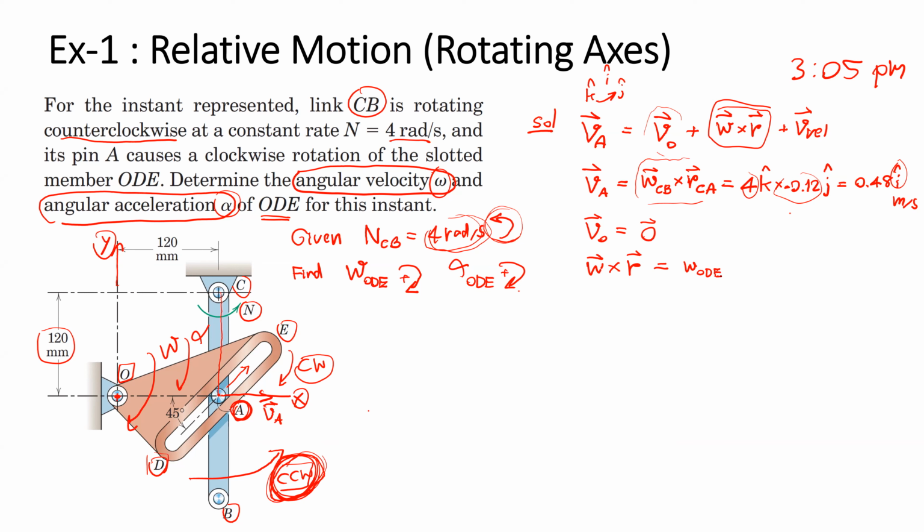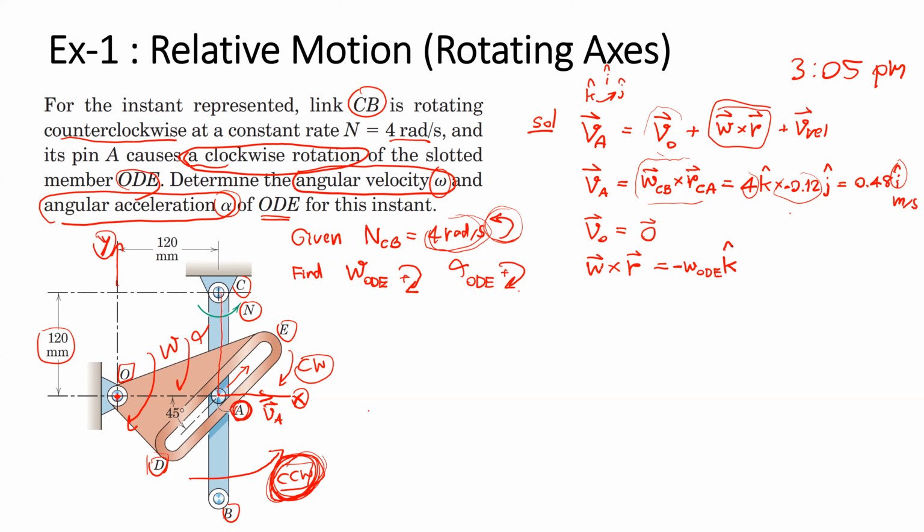What is the direction of the omega of the part ODE? The problem said that omega of the ODE is rotated in the clockwise direction, which means the magnitude multiplied by the direction, the clockwise direction. In this problem, we set X and Y direction here. So if it rotates clockwise, the omega will have the minus K direction.